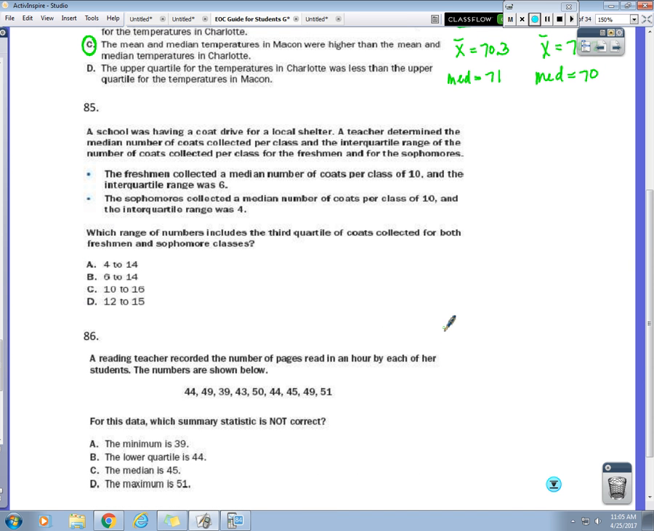Okay, number 85. A school was having a coat drive for a local shelter. A teacher determined the median number of coats collected per class and the interquartile range of the number of coats collected per class for freshmen and sophomores. The freshmen collected a median number of coats per class of 10. So doesn't that mean for freshmen, their Q2 value is 10?